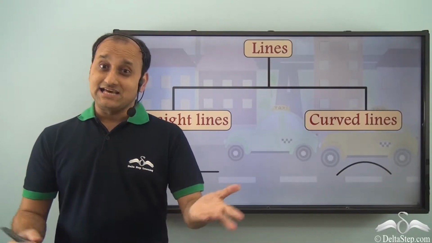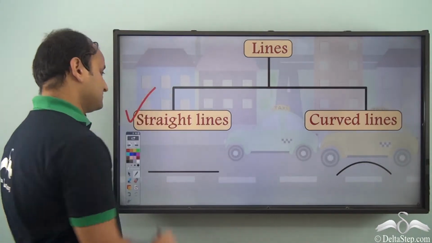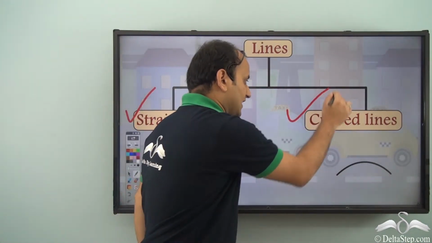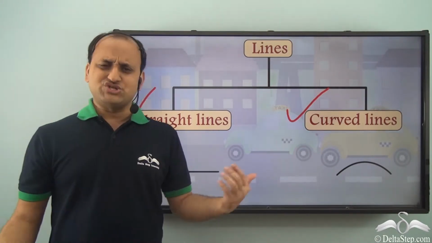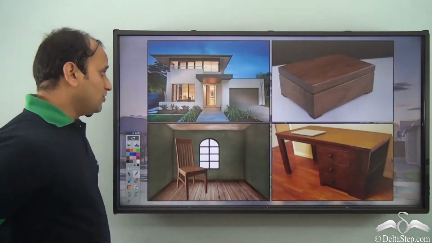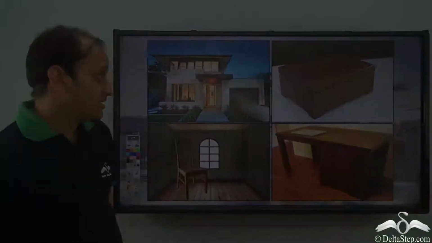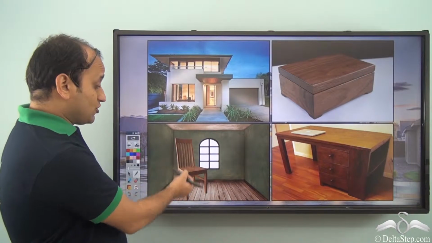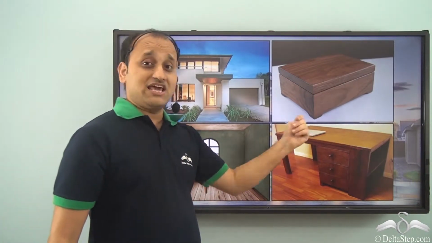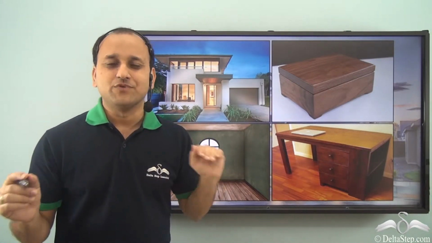We know that lines are of two types. So we have straight lines and we have curved lines. Now we see straight lines in many objects around us. So if you want to draw a house like this, or if you want to draw a box like this, or if you want to draw a chair like this, or a table like this, what do you need? You need straight line. So straight line is very important.